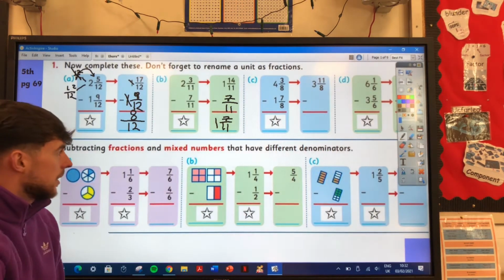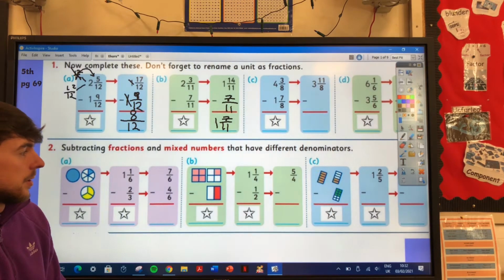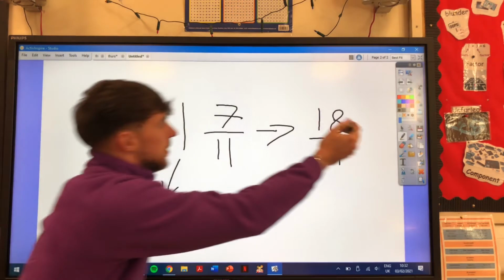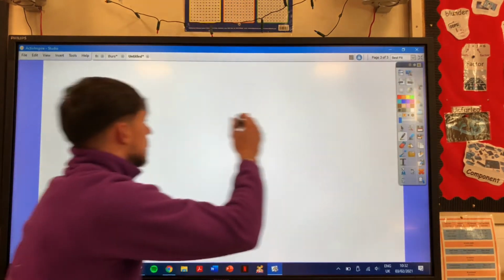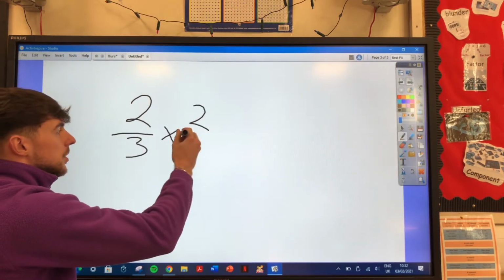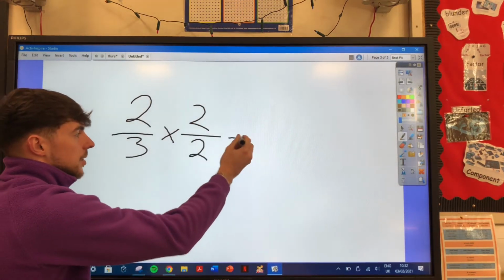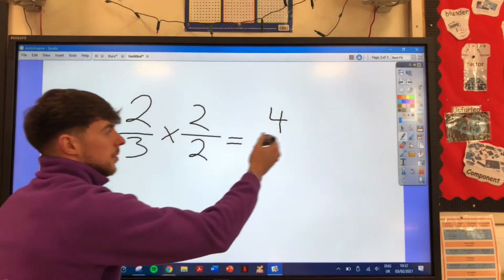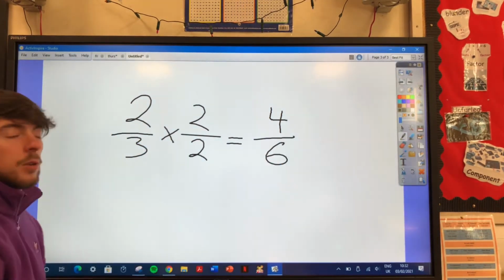So we're subtracting fractions and mixed numbers that have different denominators, right? So they have different numbers on the bottom, right? So for example, we have 2/3 here. What do we know from our fractions was equal to 2/3? 4/6, don't we? So how we got that is we said 2/3. If we multiply both to get an equivalent fraction, what's 2 by 2? 4. What's 3 by 2? 6. So you get 4/6.